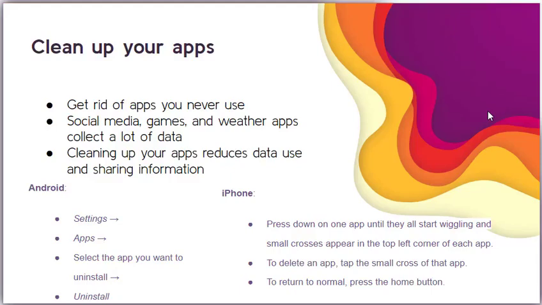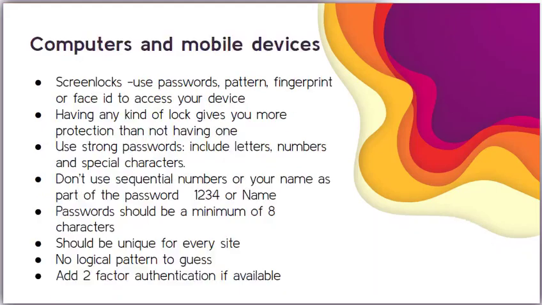So I have also included here the instructions for each type of device. On the left, you see the Android. These are the steps that you can go through to uninstall an app. And then on the right, you'll see the steps for an iPhone. You just press down on the app until it wiggles, and then you can delete it off there. So check your device, check the apps that you use and the apps that you don't use, and see if there are some things you could get rid of that might help you clean up space and get rid of some of the extra data that you're not using.